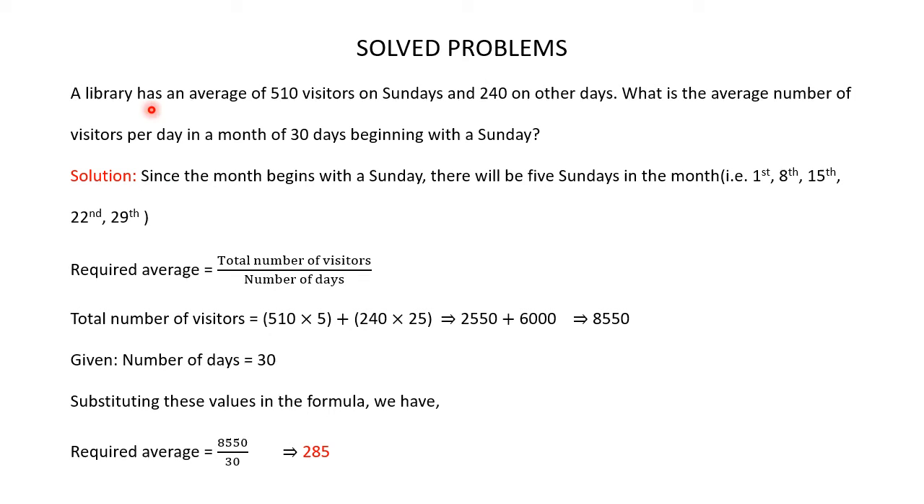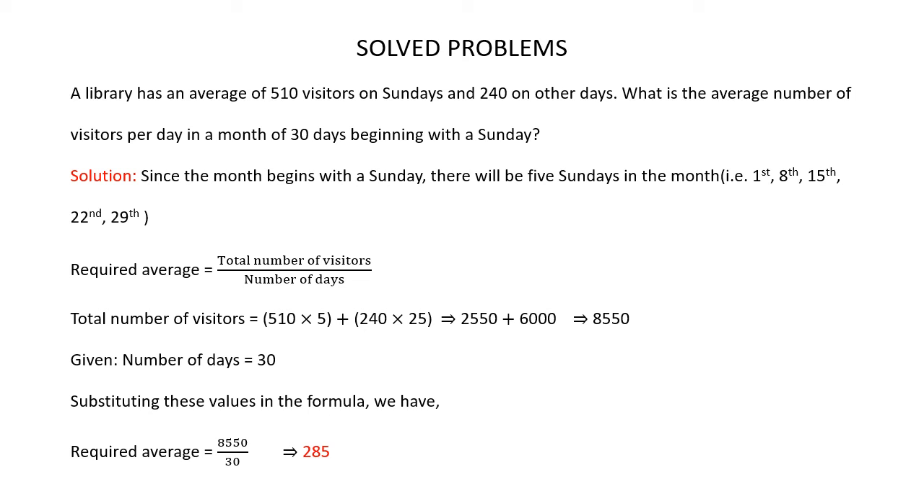A library has an average of 510 visitors on Sundays and 240 on other days. What is the average number of visitors per day in a month of 30 days beginning with a Sunday? Now, since the month begins with a Sunday, there will be 5 Sundays in the month. That is 1st, 8th, 15th, 22nd and 29th of the month will be Sundays.